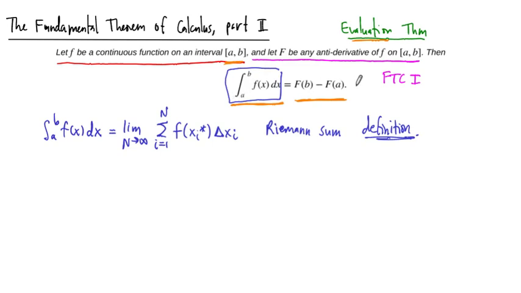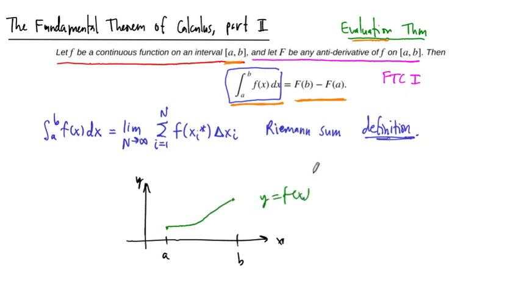If we sketch a little picture here, here are our x, y axes. Maybe here's a, here's b. Maybe we have some kind of slowly growing curve here. This is our y equals f of x, and we want to compute the area underneath this curve. So the definite integral of this function is the area underneath the curve. And what this theorem tells us is that instead of computing this, maybe our antiderivative starts up here and then does something like this.